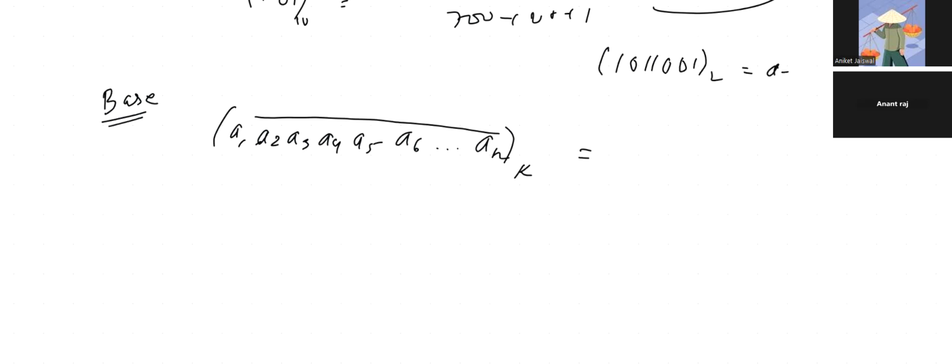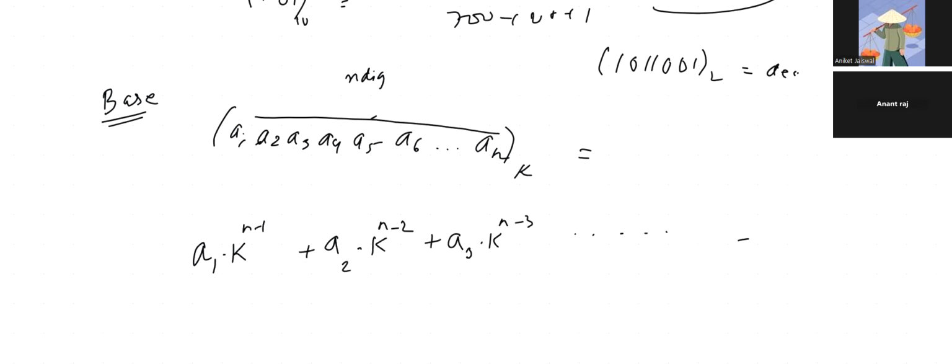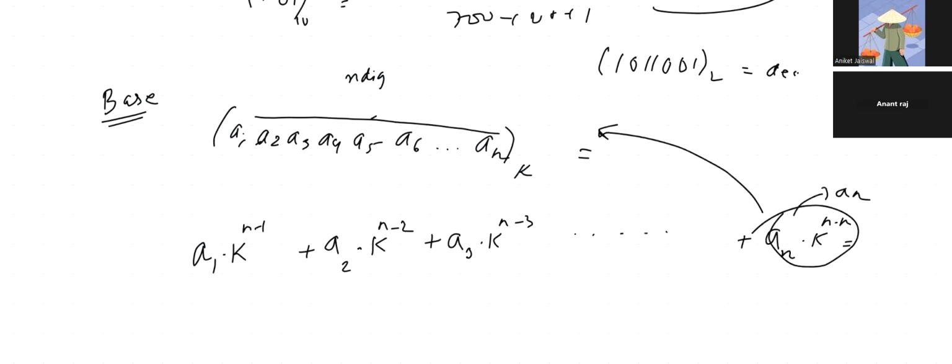So for bases, if there are n digits, it is a1 into k power n minus 1, plus a2 into k power n minus 2, plus a3 into k power n minus 3, till an into k power n minus n, which is just an only. It is the same thing, but it's a generalization of what our base system means.